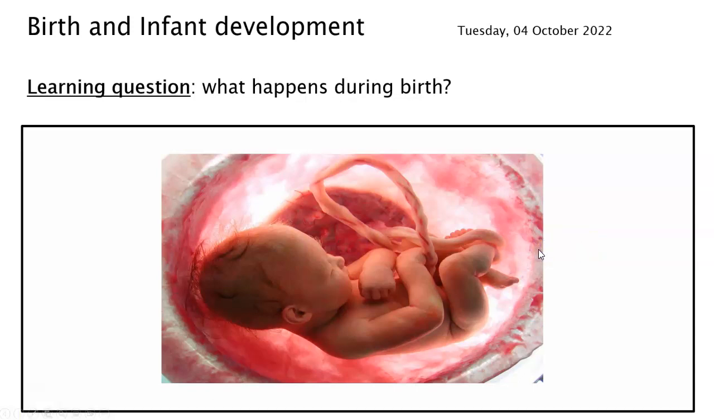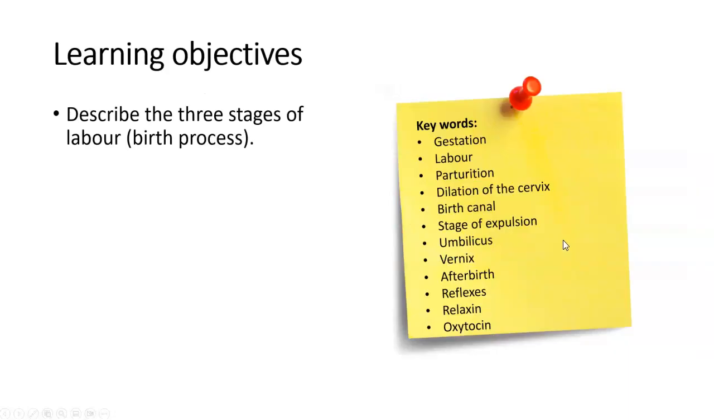This lesson is going to provide an overview of what occurs during the birthing process. So, the simple learning objective for today's lesson is to describe the 3 stages of labour, and our key words associated with those 3 stages can be found here.